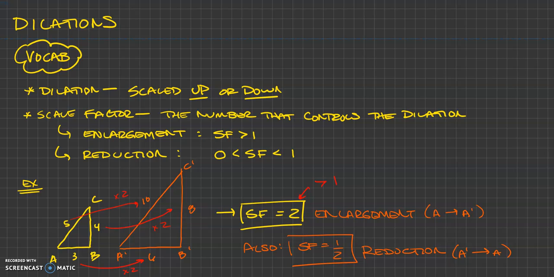We could also say, what if we went the other direction? Change colors here. What if I were to go from 10 to 5? Well, that's times 1/2. If I were to go from 8 to 4, that's times 1/2. 6 to 3, that's times 1/2. In this case, that would be a reduction. Going from A prime to A, the scale factor is between 0 and 1. So we're going to have a fraction or a decimal, and that is considered a reduction.